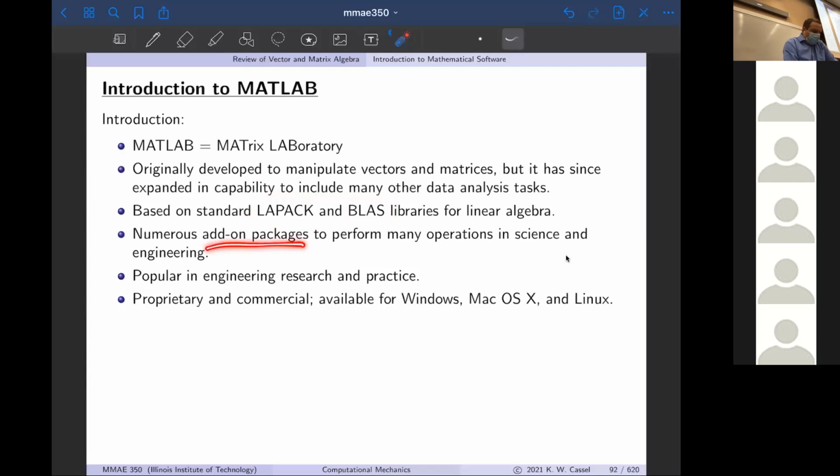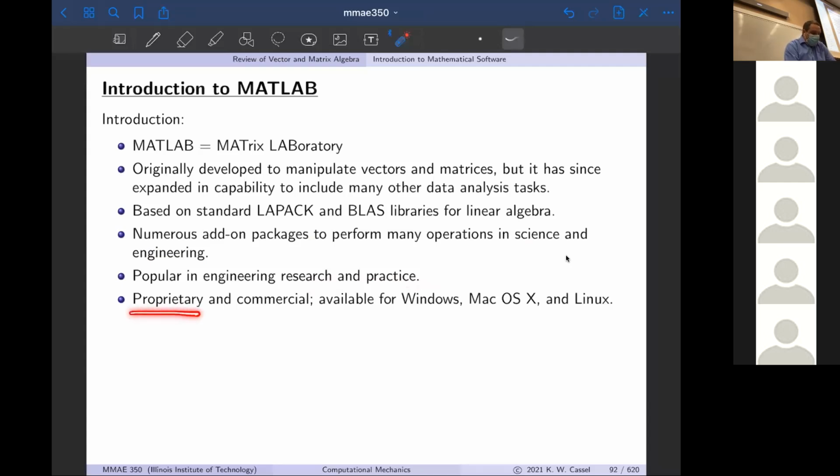There are many add-on packages. Some of you may have or will use Simulink, for example. And so there are lots of add-on packages like Simulink that you can add on to the basic MATLAB to add more functionality of use in science and engineering. It is very popular and remains so in engineering research and practice, so in industry. A lot of people use MATLAB both in research and in industry. But I will say again, that is starting to shift towards Python, and again, for good reasons.